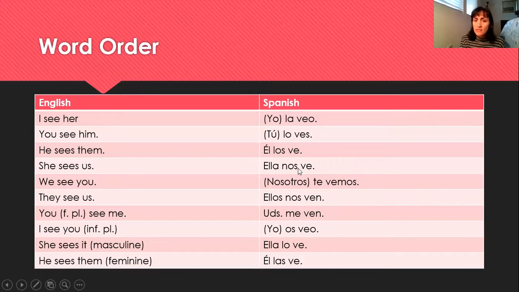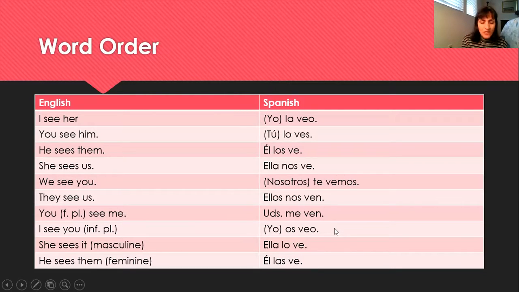Ella nos ve. She sees us. Nosotros te vemos. We see you. And you could leave out the nosotros and just say, te vemos. Ellos nos ven. They see us. Ustedes me ven. You, formal plural, see me. Yo os veo. I see all of you. You, informal plural. Ella lo ve. She sees him or it, masculine. Él las ve. He sees them, feminine.